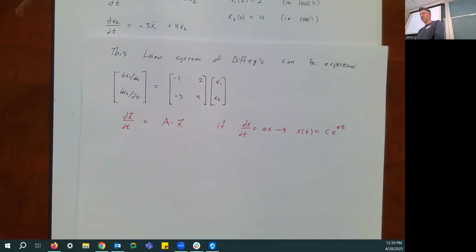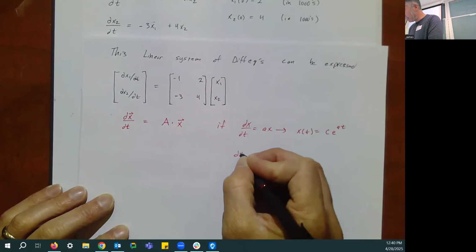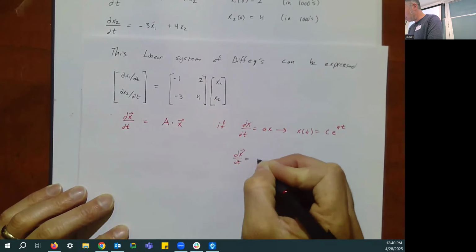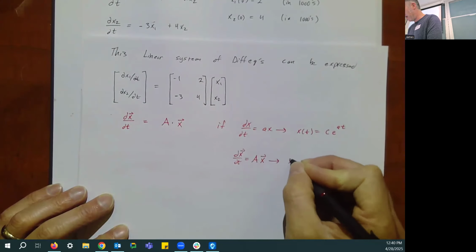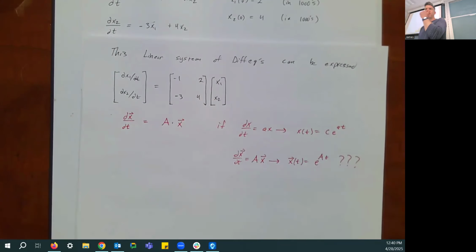But you can't really take e to a matrix, right? It wouldn't make sense to say that if dx/dt equals capital A times the vector x, then x of t is equal to e to the A times t. That's a little bit weird. Well, here's what we're going to do. Instead of raising things to the power of the matrix, we're going to use the stand-ins for the matrix.